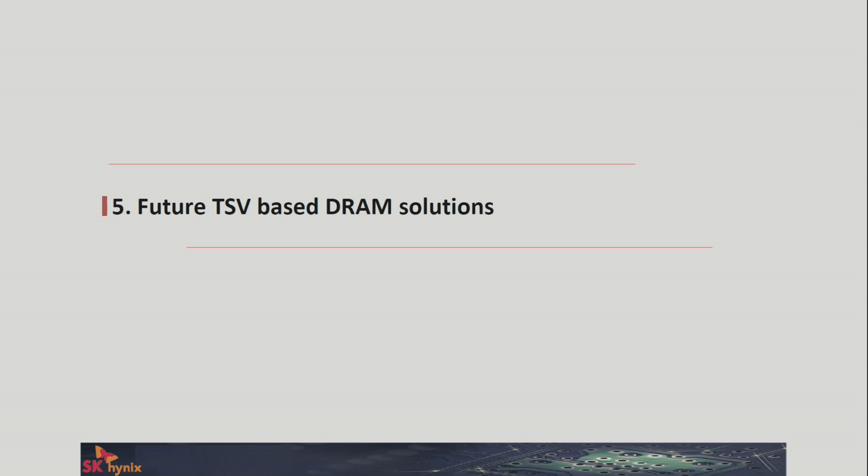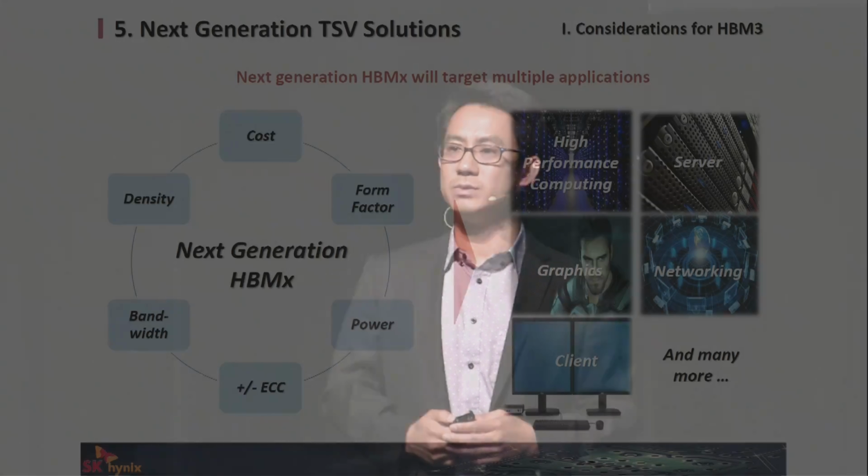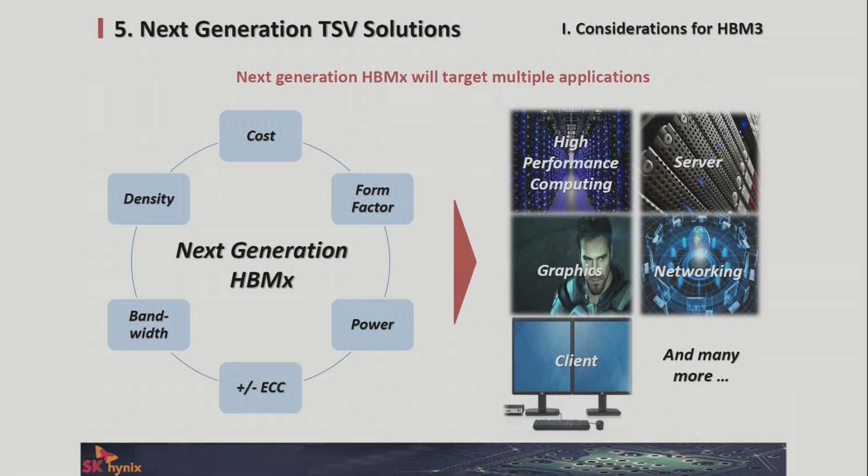Now I want to talk a little bit about what we see for the next generation of HBM technologies or HBM variants. In order to expand the adoption of HBM technology, DRAM vendors would have to address all of the key parameters that I listed up here: cost, form factor, power. In some cases where cost is a limitation to adopting the technology, having ECC or without ECC may help in that sense. Also improving bandwidth.